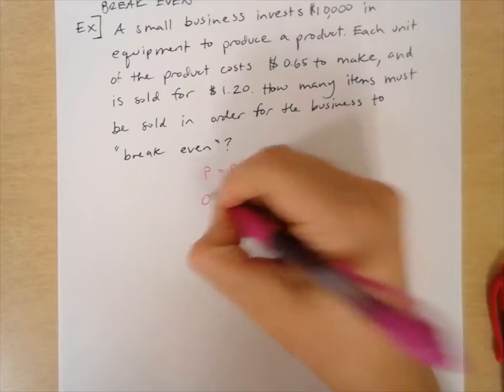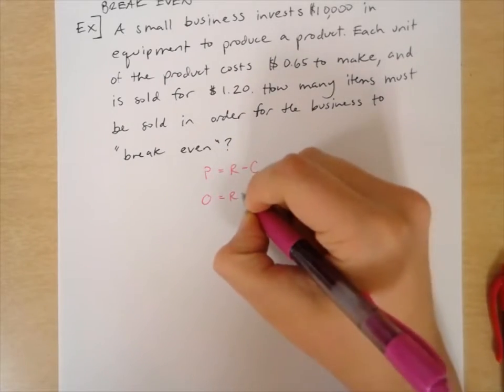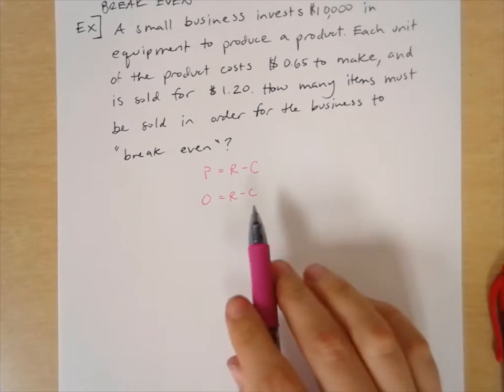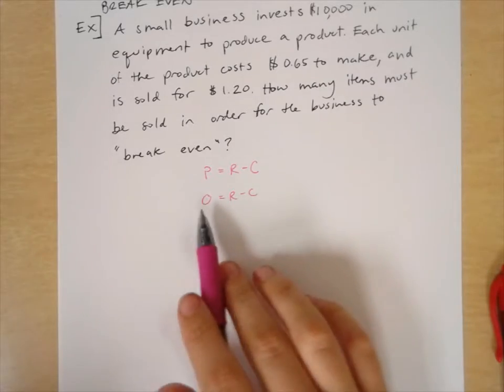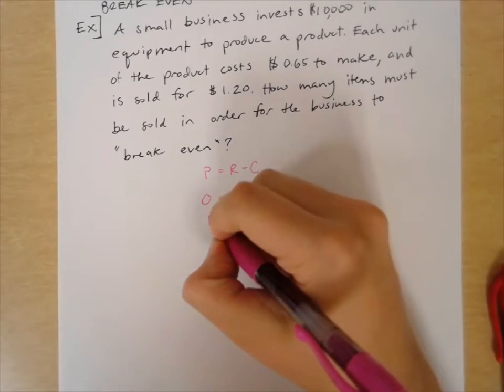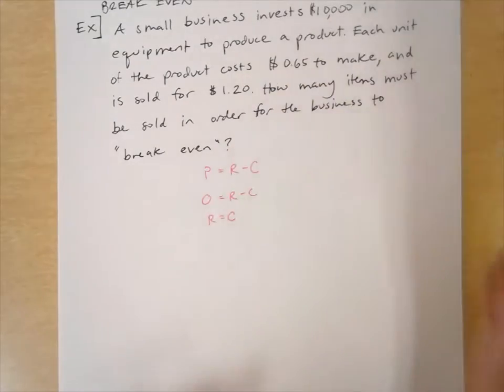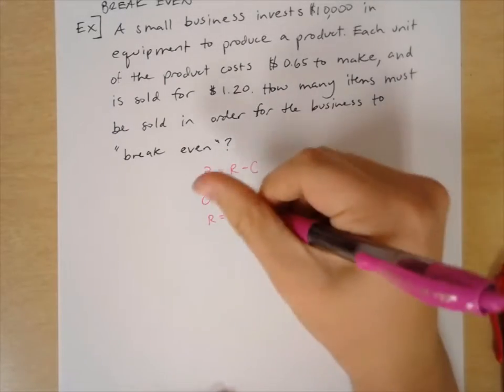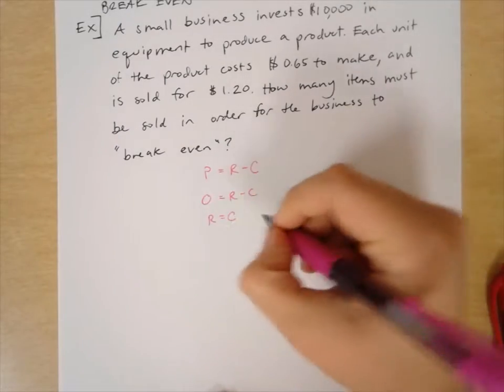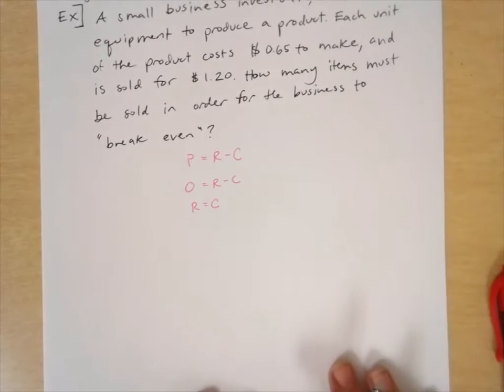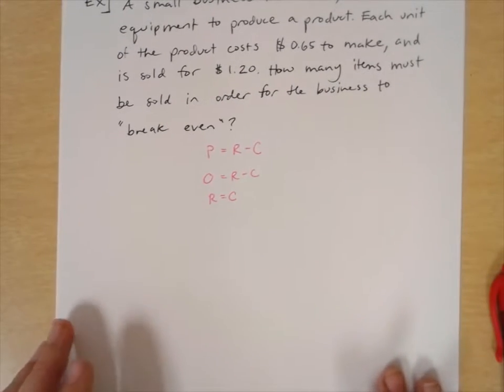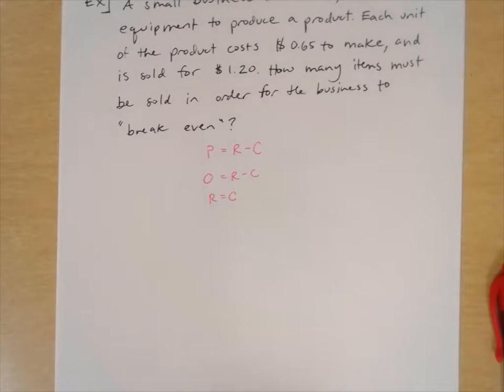So let's fill in zero for profit. And let's see what we can do with these. If I add C on both sides, I get the equation R equals C. So really, what the break-even point means is when revenue equals cost. So what I'm going to do, first of all, is make a revenue equation and a cost equation, and then we're going to substitute in.